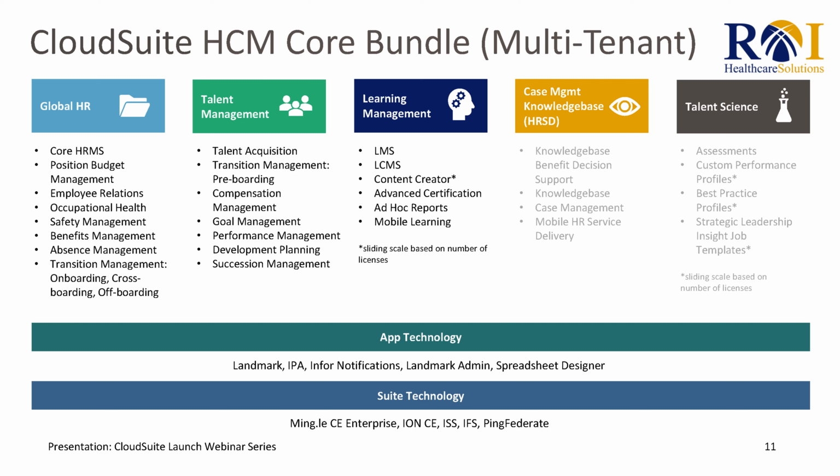When you look at the core piece, the heart and soul of what we do in human resources, it's really this piece here. It's global HR, talent management, and then of course having a good learning management to support the growth, right? So it's having that global employee record, the position budget management in line with what we're doing with recruiting. We've got employee relations, the grievance and disciplinary pieces of that, occupational health, being able to have positions and know exactly what vaccinations are required by position. Safety management, of course, making sure that our workers are safe and doing our OSHA filings.